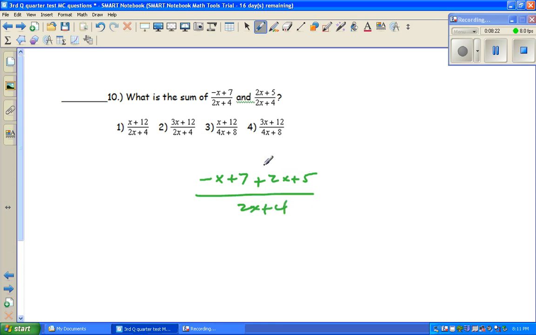I'll combine my like terms in the numerator. So -x plus 2x is x. 7 plus 5 is 12, divided by 2x plus 4. I have three terms here that have a 2, but one does not, so it's not factorable. Therefore, we're going to go with choice 1 as the answer, x plus 12 divided by 2x plus 4.